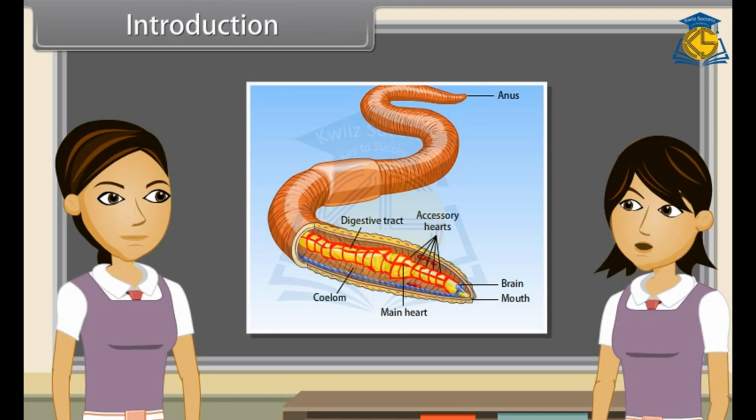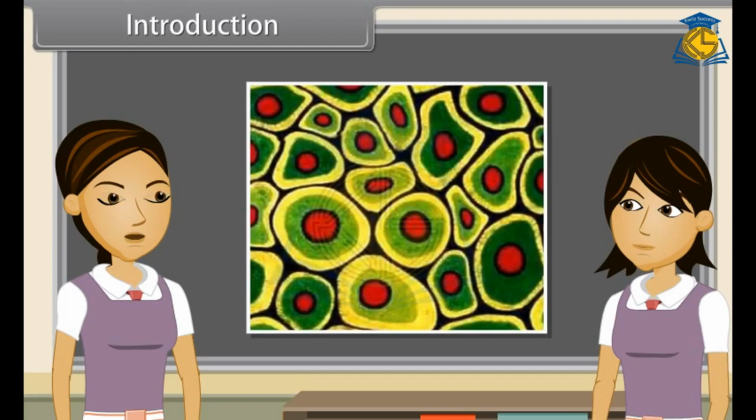But what happens when there are so many similar cells as in multicellular organisms? In multicellular organisms, these cells are specialized to carry out a few functions efficiently. Each specialized function is done by a group of cells.